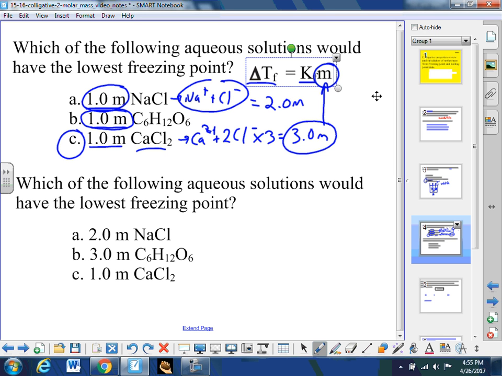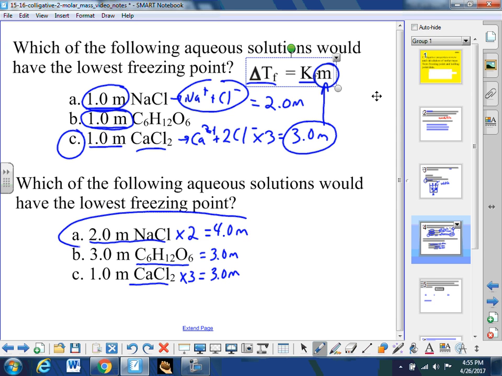For the second one, for the sodium chloride, I am going to get 2 ions, so multiplying that by 2 is going to give me a 4.0 molar concentration. B is a molecular compound, so that is going to stay a 3.0 molar concentration. Calcium chloride is going to give me 3 ions, so multiplying that by 3 is also going to give me a 3.0 molar concentration. So A has the greatest number of particles, the greatest molar concentration of particles, therefore is going to have the greatest colligative effect.